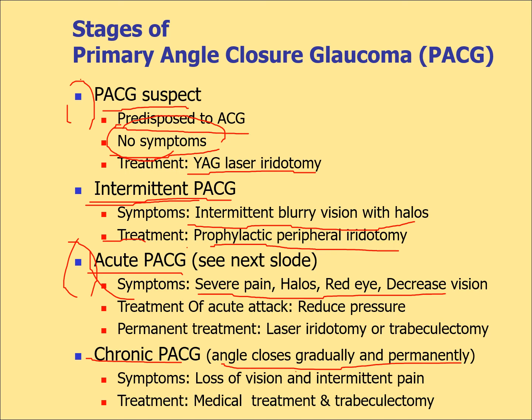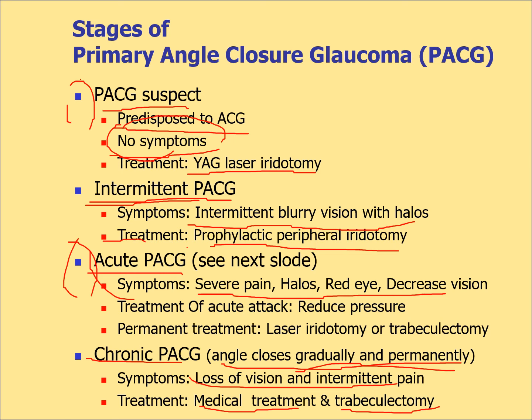I repeat, gradually and permanently, so the drainage cannot be done, and this is like chronic simple glaucoma or open angle glaucoma, so gradually the angle closes and cannot be drained. Symptoms are loss of vision and intermittent pain, and treatment is either medical or trabeculectomy. Laser usually doesn't work in this case, laser iridotomy I mean, because even if the aqueous comes into the anterior chamber, it cannot be drained because the angle is zipped off. So this is chronic primary angle closure glaucoma.